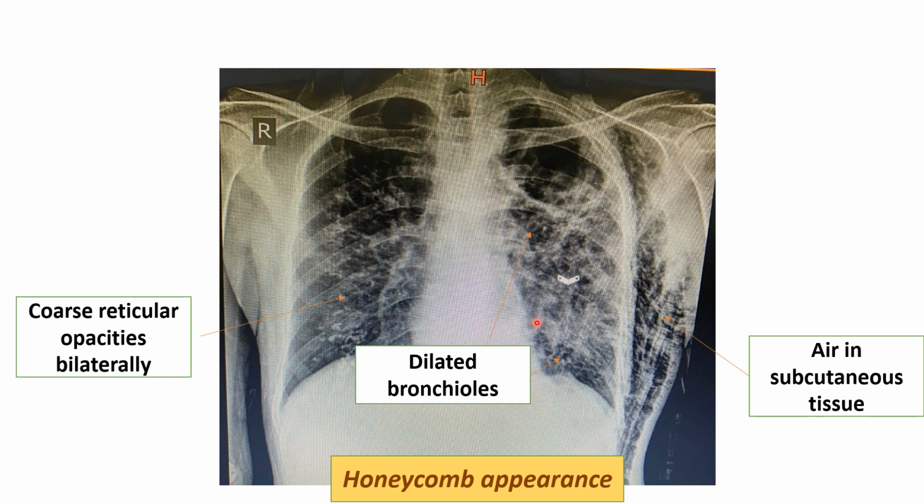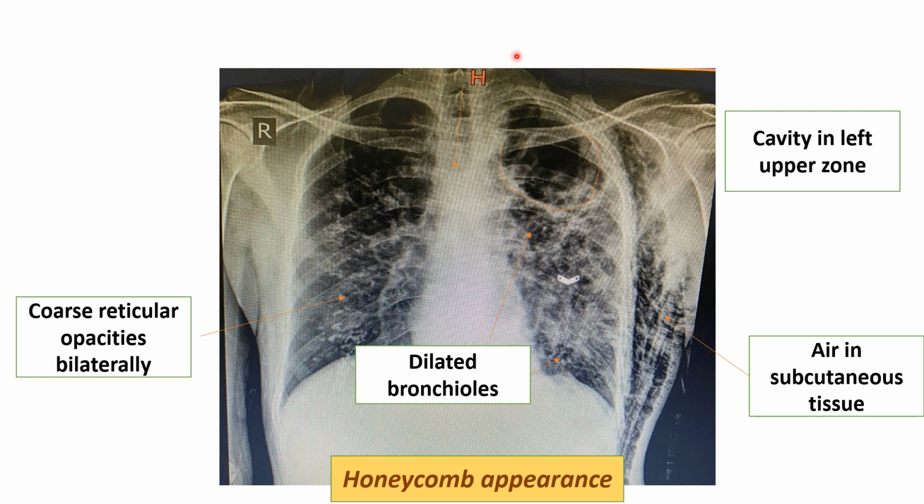So the multiple cystic or cavitary lesions are because of these dilated bronchioles with the changes of fibrosis. You can see the fibrotic changes are there. That's why these coarse reticular opacities are present bilaterally. So for this kind of X-ray, we use the terminology honeycomb appearance. And this is the cavitary lesion present in the left upper zone.